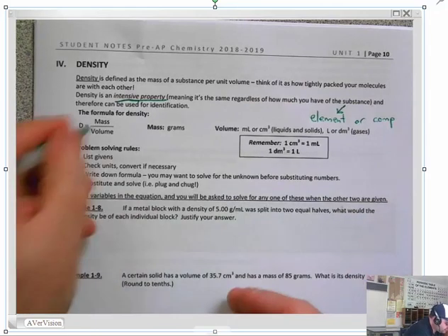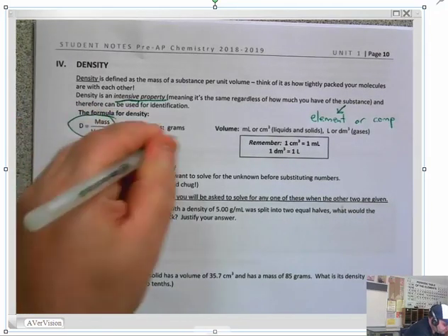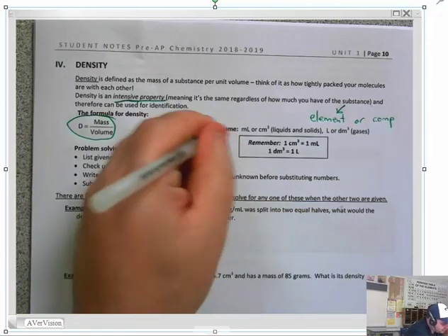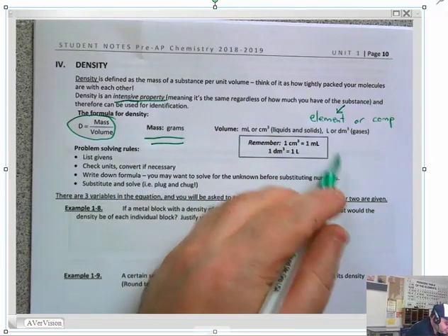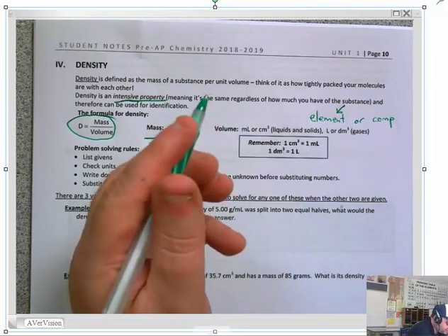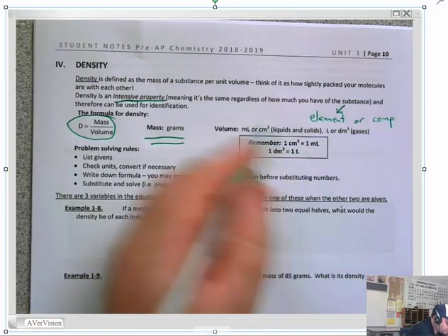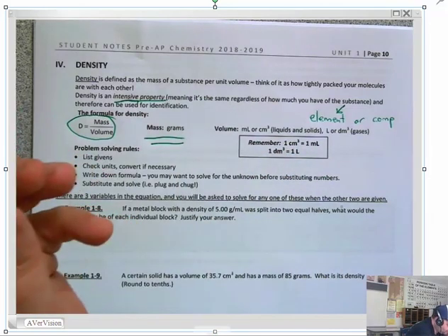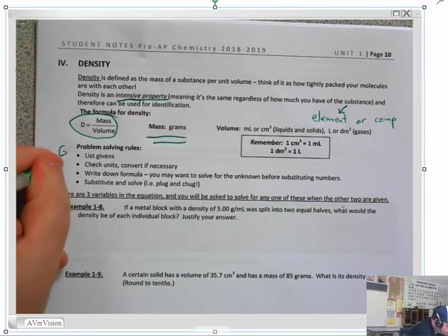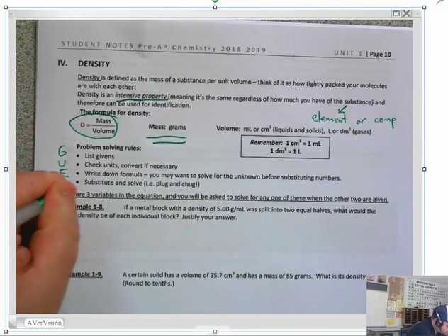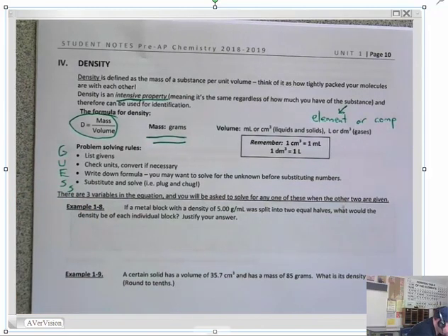The formula for density is density equals mass over volume. The mass will be in grams. The volume, if it's a liquid or solid, will be in milliliters or centimeters cubed. Liters or decimeters cubed for gases. And 1 centimeter cubed is equal to 1 milliliter. 1 decimeter cubed is equal to 1 liter. We are going to use the GUESS method: givens, unknown, equation, substitute and solve. Which is a lot of work to write down, but it helps out in the end when you figure out what you're trying to do.